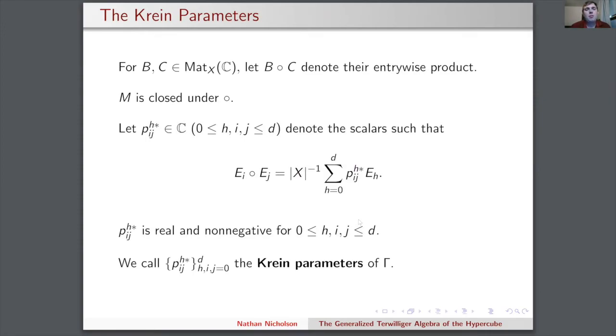Now, for any matrices B and C in Mat_X, let B circle C denote their entry-wise product.